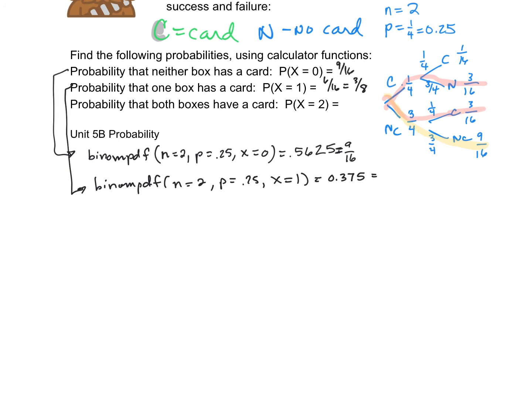But your x is how many successes? 3/8. So next you're looking for how many zeros? On the next one, we'll use x equals 2, because it's x equals 2. Both boxes have a card is just 2.